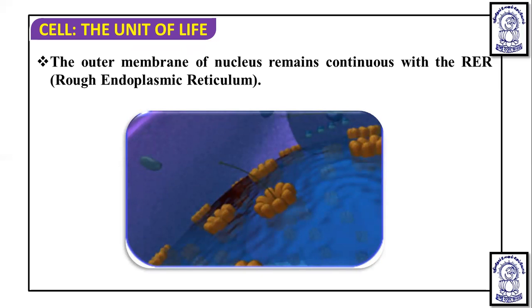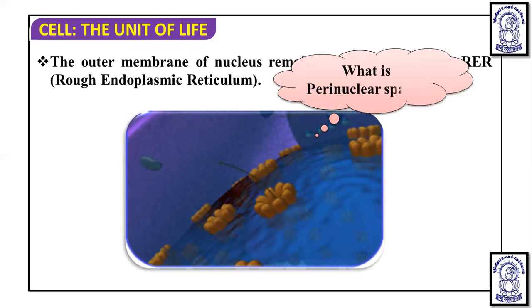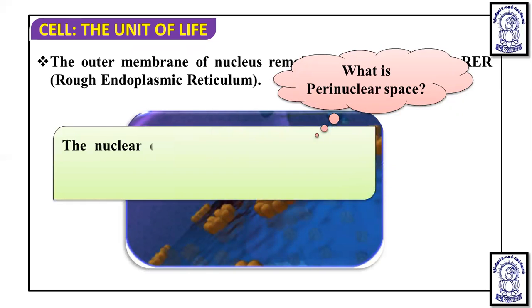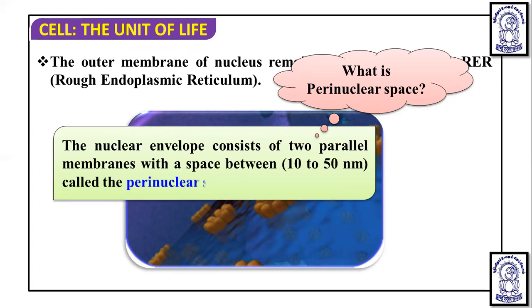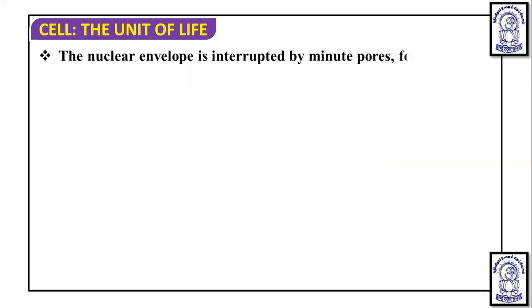So when we see the nuclear envelope, you will see that the space is there, and this is a perinuclear space between the outer and inner membrane. The nuclear envelope consists of two parallel membranes with a space between that is the perinuclear space. The nuclear envelope is interrupted by minute pores, formed by the fusion of the two membranes.